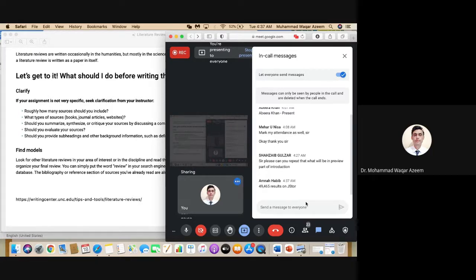So just on JSTOR, now JSTOR is not a random search engine. Rather, it's a kind of database, which only includes authentic material on a particular topic, right? Now, out of 49,000 results, of course, you have to be very, very specific. You cannot include all this literature comprising 49,000 articles in your literature review.